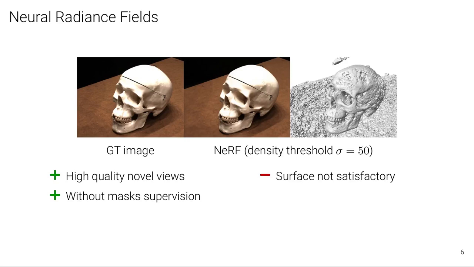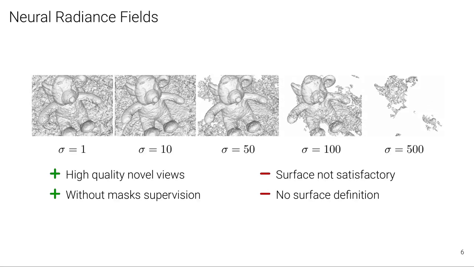However, surfaces extracted as level sets are not satisfactory and show artifacts, here visible in the sample on the right from the DTU dataset. In contrast to surface rendering methods, NeRF is not optimizing a specific level set of the density to represent the surface. Hence, a level set threshold needs to be found after optimization for extracting the surface, and there is no guarantee that this serves everywhere as an appropriate choice.